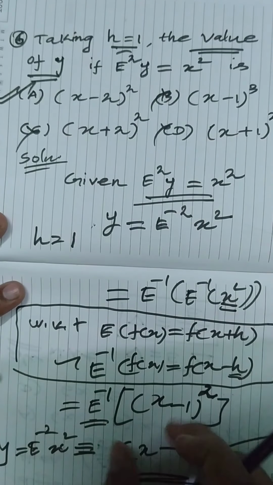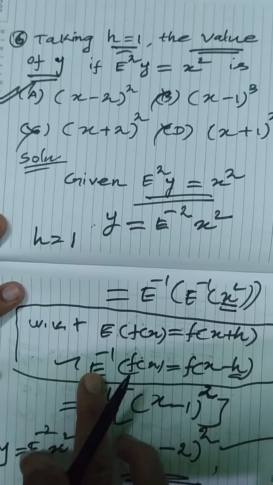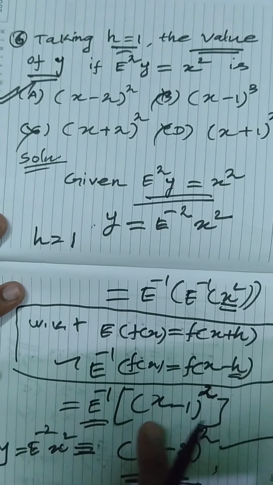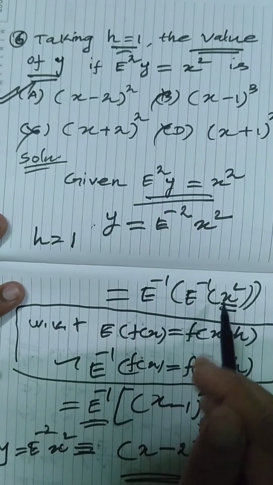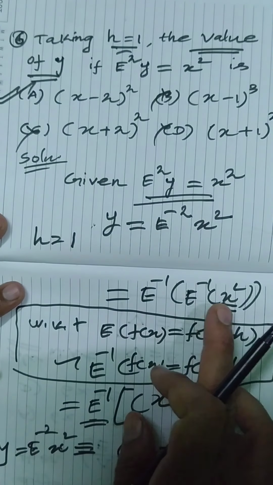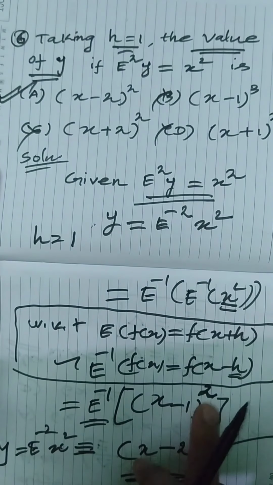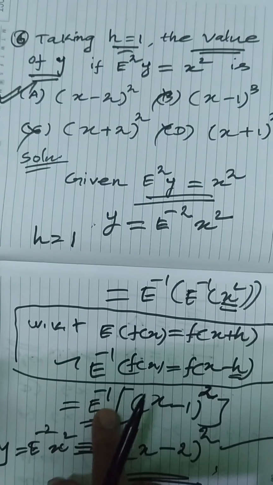Finally, what we have here is that the inverse E power minus 1 is defined as x minus h. The h interval is 1, and we are given x square. So we are applying this inverse shifting operator, x minus 1 whole square. Again, we apply the shifting operator once more.